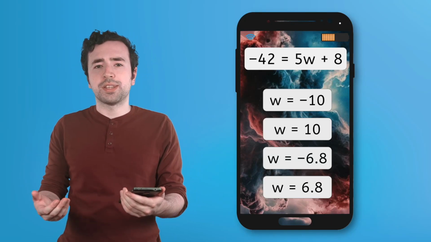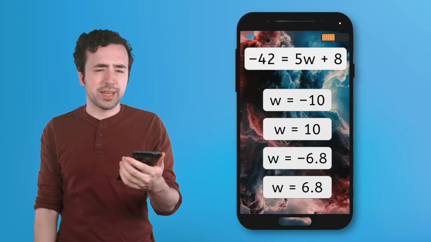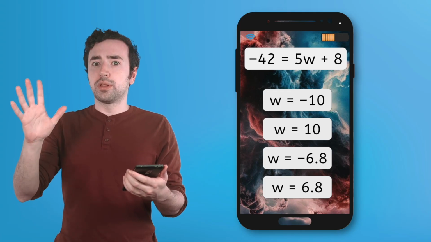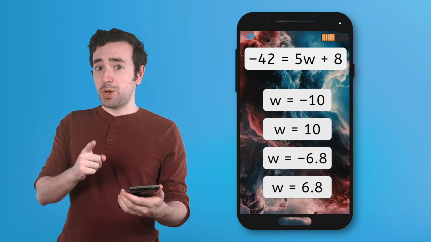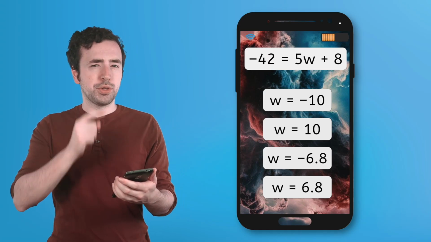Oh, what's up, mathematicians? Justin here. I seriously can't get enough of this game. I've been flying through the levels, solving all these equations. I finished all the one-step equation levels, and I've moved up to two-step equations.